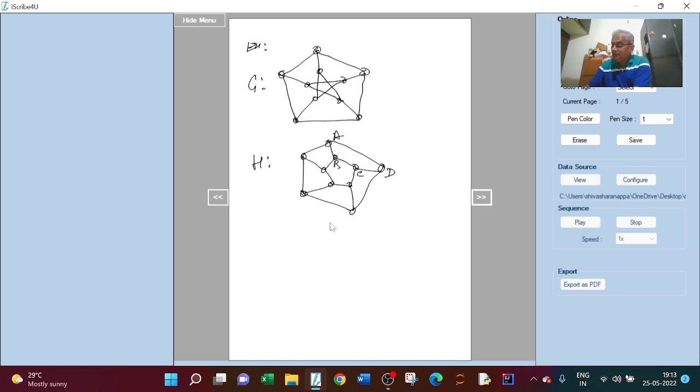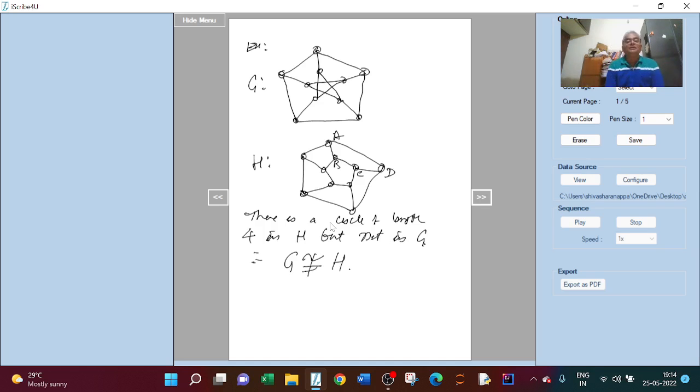So there is a cycle of length 4 in H, but not in G. Therefore, we say that G is not isomorphic to H. Okay. Here we have A, B, C, D, A. This is the cycle of length 4. But here there is no cycle of length 4. We get length 5 here, but a length 4 cycle is not there in G. Therefore, these two are not isomorphic.